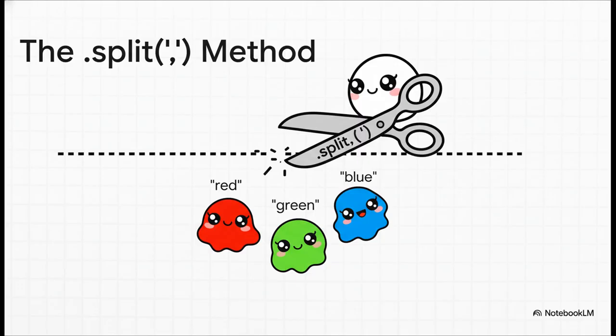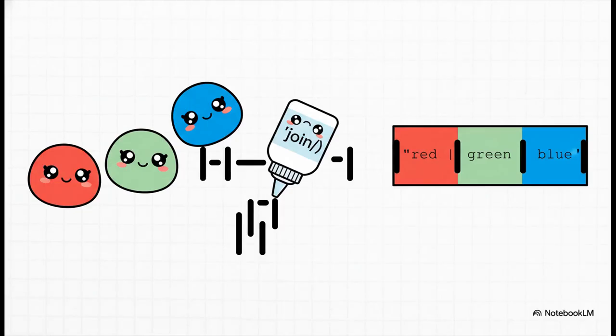In one single move, you've gone from a flat piece of text to structured data that you can actually work with. And if split is the deconstruction tool, then join is your assembly kit. It does the exact opposite. You give it a list of strings, and it merges them all into one using whatever connector you want. Here, we're joining our list of colors back together, but this time with a pipe symbol between them.